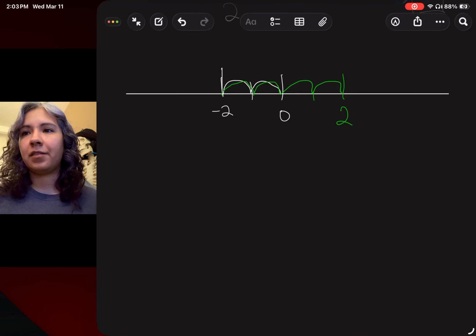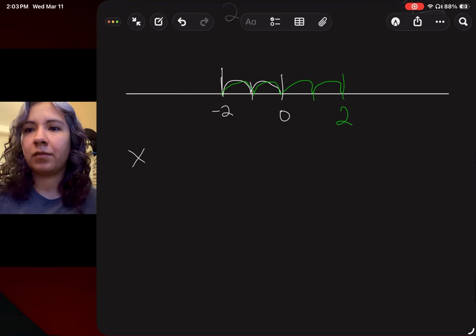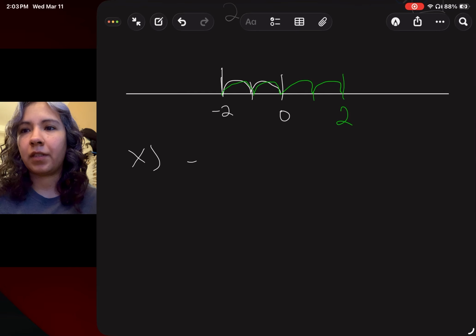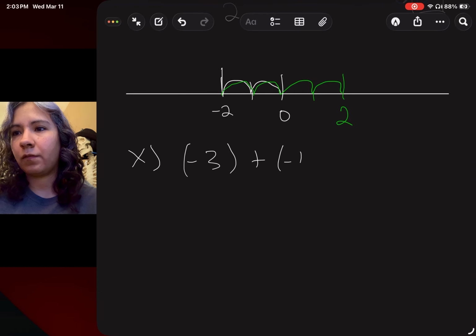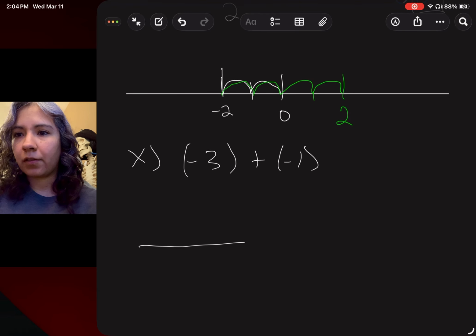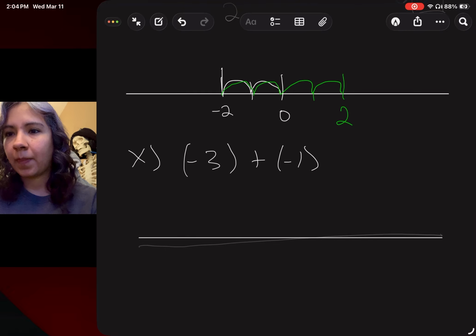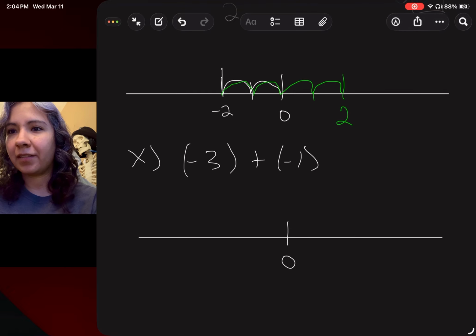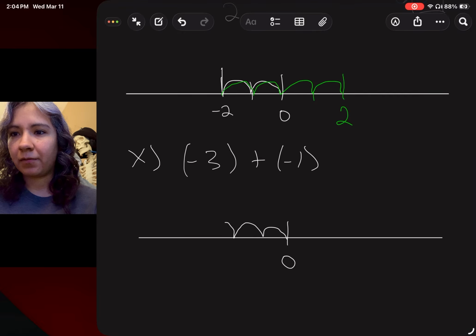So now let's do another example. Let's do -3 plus -1. Let's draw our number line. So 0. So we're going to go minus in the negative direction, so left on the number line, -3. 1, 2, 3.